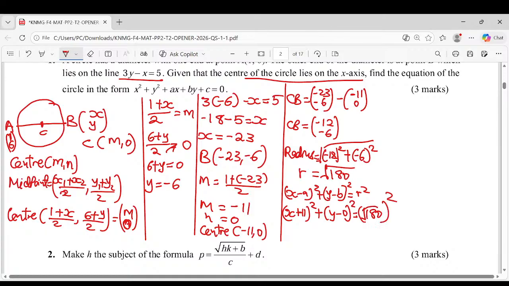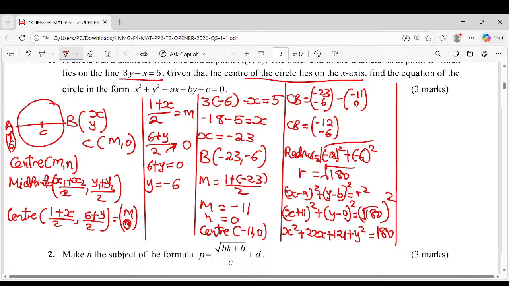Then you square that. When you work it out, this is going to become x squared plus 22x plus 121 plus y squared will now be equal to, remember 0 squared is just 0. Then the square root of 180, when you square, the square and the square root cancel, so this one will become equivalent to 180. I hope you can see the flow of this particular question in a very systematic manner.